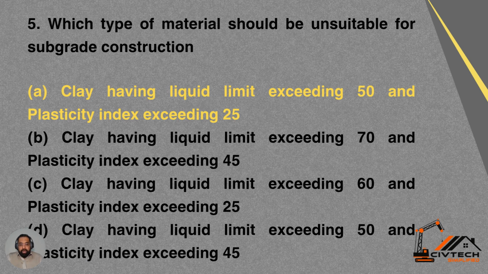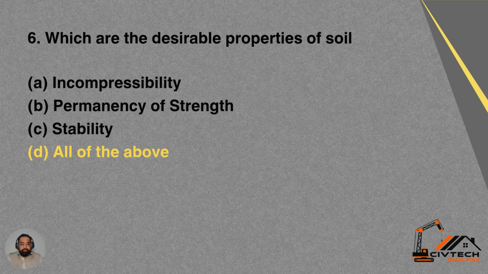So the type of material unsuitable for subgrade construction is A, that is clay having liquid limit exceeding 50 and plasticity index exceeding 25.